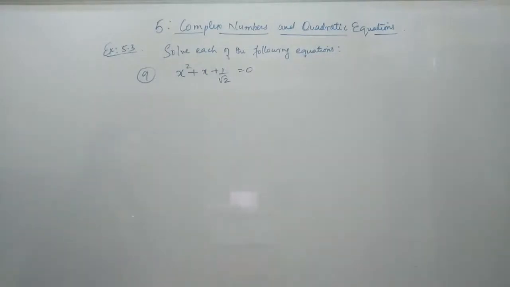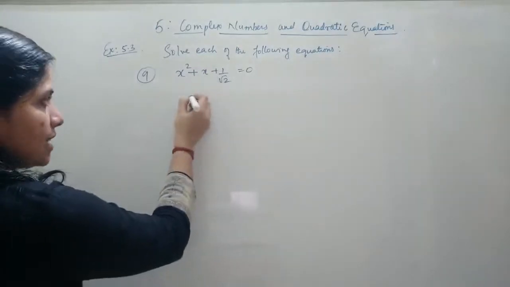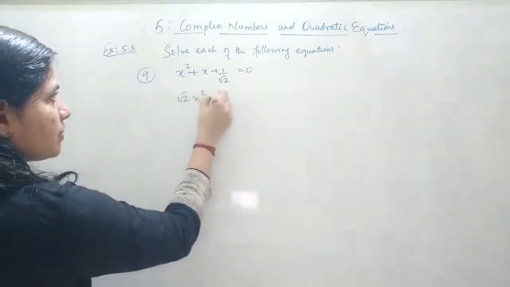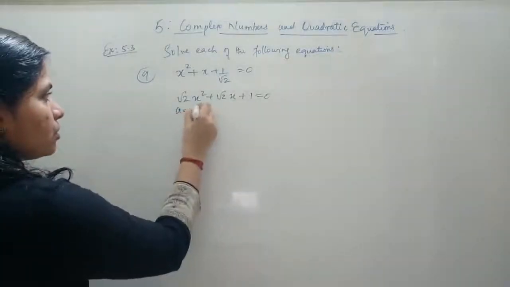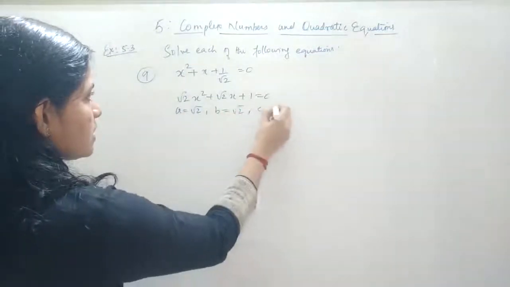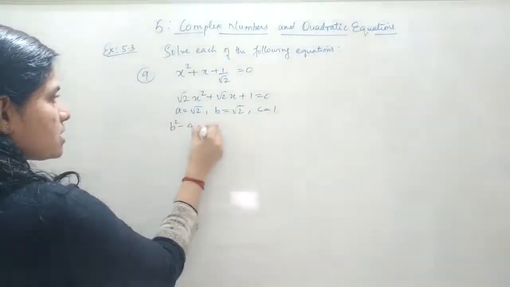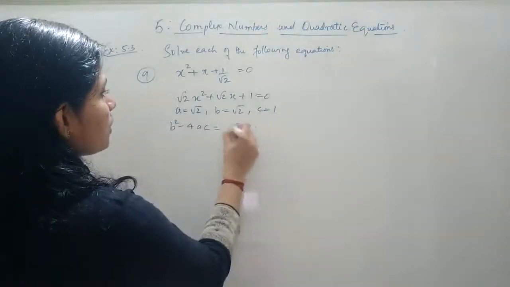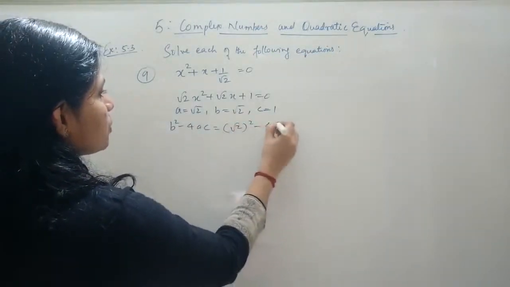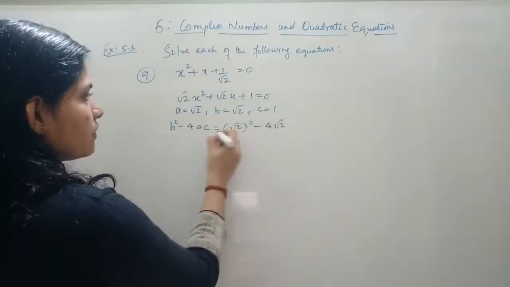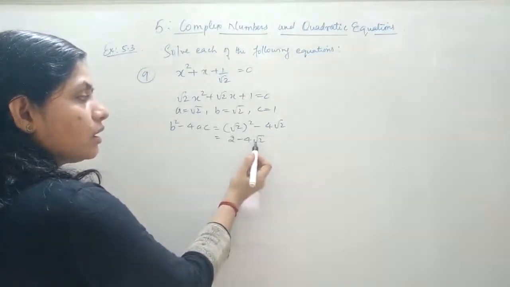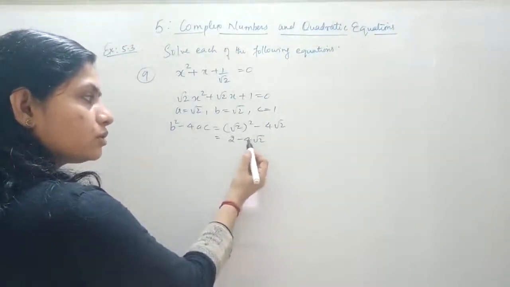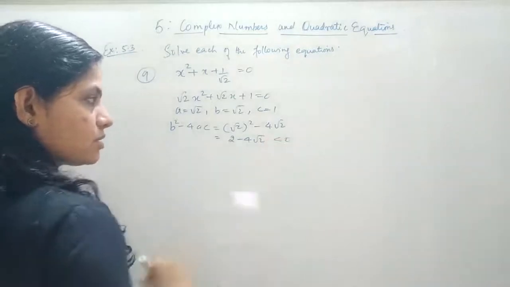Ninth question is x square plus x plus 1 by root 2 equal to 0. So here for the ease of calculation, we'll just take the LCM, so that this will become root 2 x square plus root 2 x plus 1 equal to 0. Now here a is root 2, b is root 2, c is 1. So b square minus 4ac will give you root 2 the whole square minus 4 root 2, which is 2 minus 4 root 2. So you can see that this is 4 into root 2, root 2 is 1 point something, so you will get a negative number only. So this is less than 0.